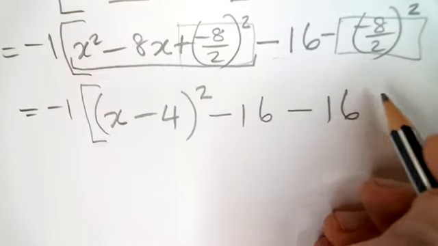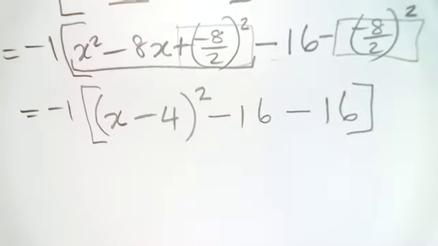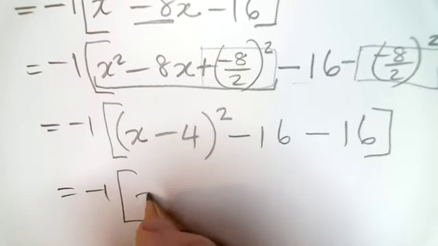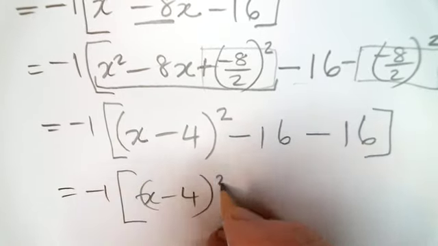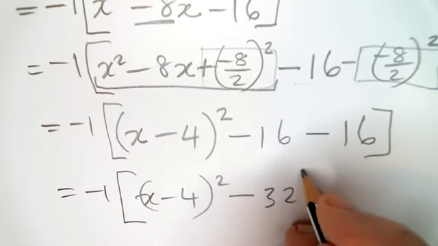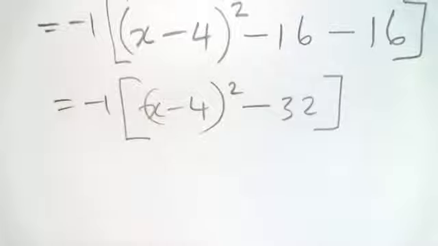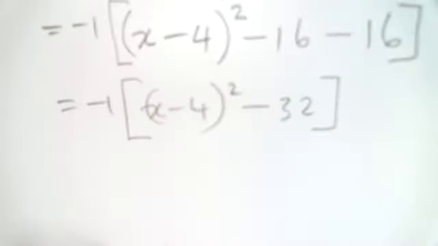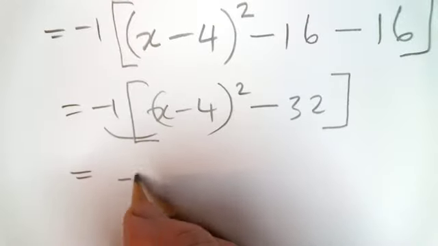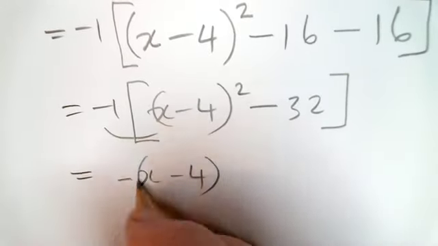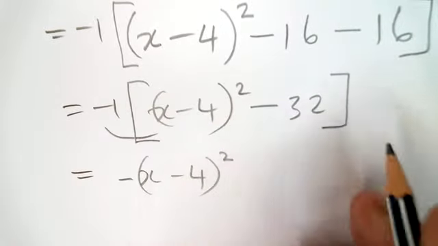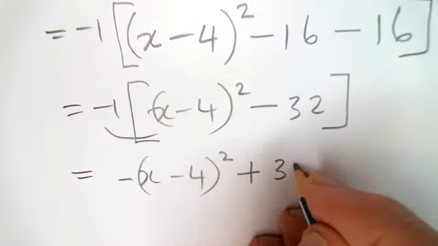So now I've got, and I'll just put a bracket around the end there. Now I'll just finish that up. I've got -1 all times (x minus 4) all squared minus, well, -16 minus 16 is -32. There it is. Now I'm going to expand this out again. So I'm back to where I was. Here we go. -1 times this is -(x minus 4) all squared. And a negative times the -32 is going to be plus 32.